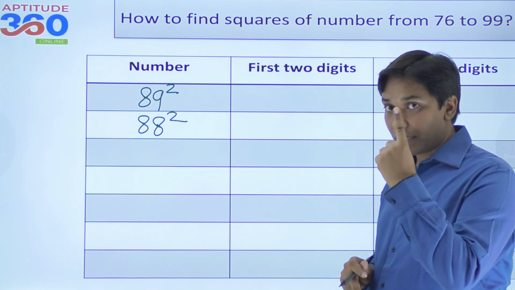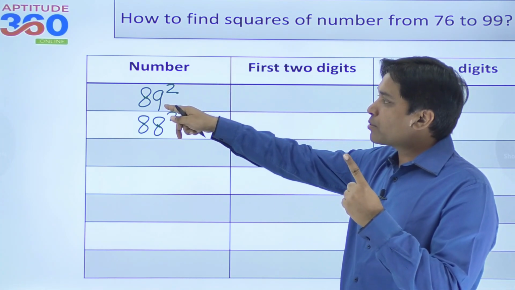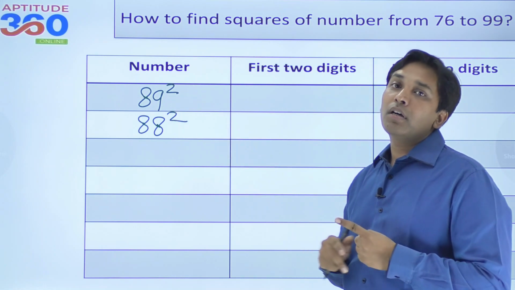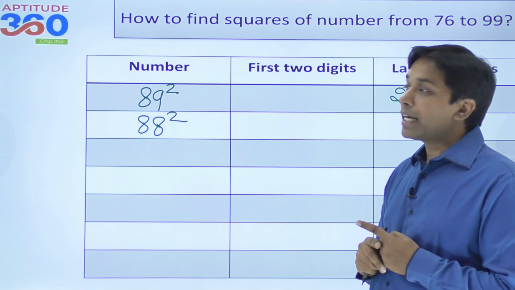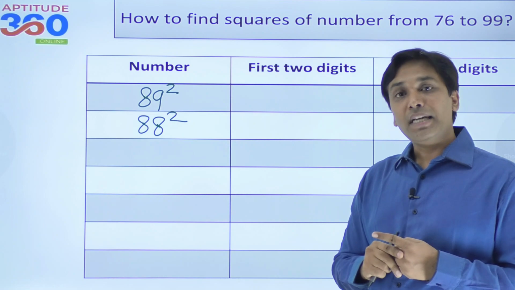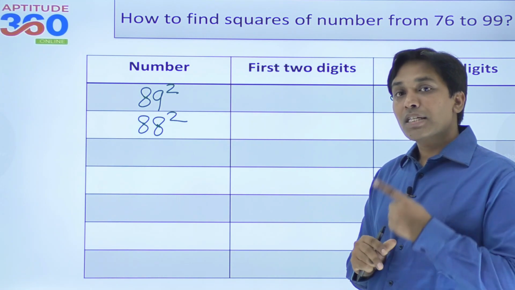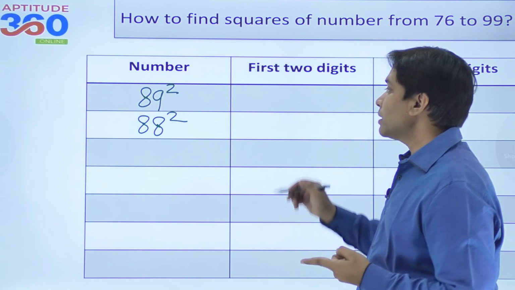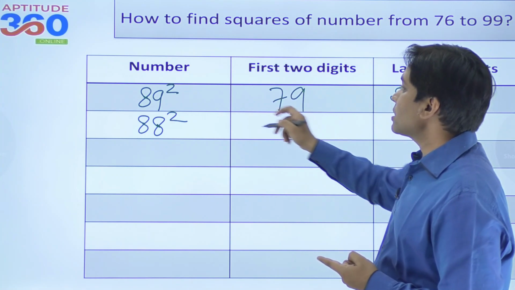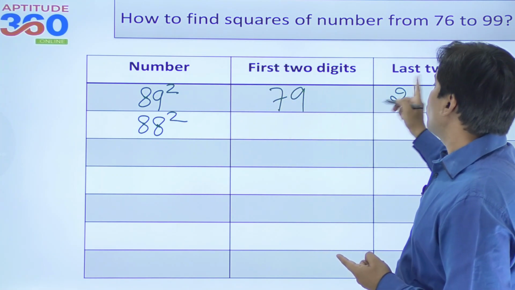Do you understand that? Remember that 1. And then you will have to subtract 11 from 89. If you subtract 11 from 89, you will have 78. Right? 78 plus this 1, which will be carried forward, is 79. So 89 square is 7921.